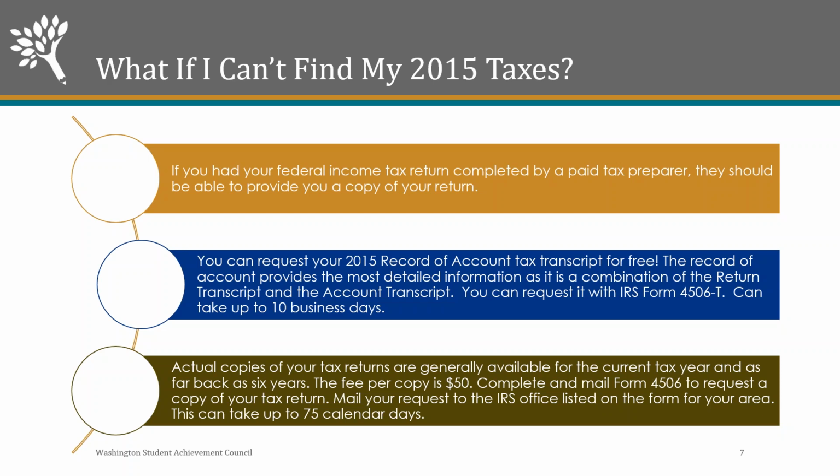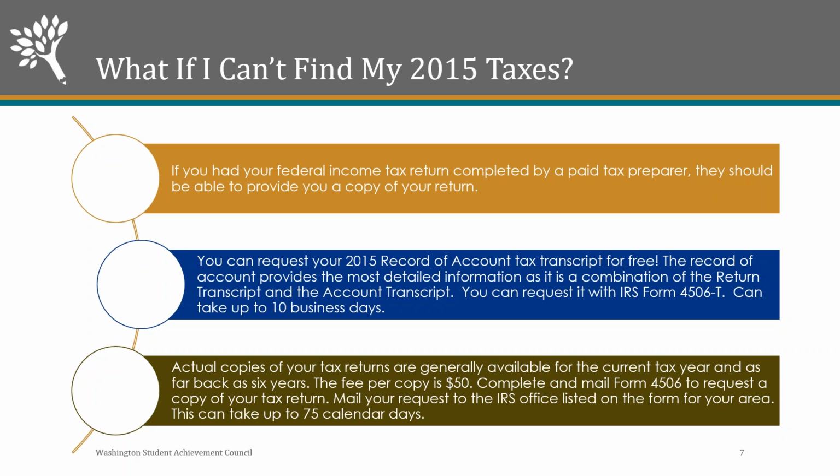If you filed yourself and didn't file with the assistance of a company, the easiest way to get your information for the FAFSA would be to request a tax transcript. And I am super frugal, so I want to make sure you know about the free resources first, and that tax transcript is free. It does take up to 10 business days, and the record that you'll be requesting is a combination of the return transcript and account transcript, which we will be talking more about very shortly, but the one you'll be requesting is the record of account. You can use IRS Form 4506-T, which we will also be talking about, and it can take, like I said, up to 10 business days.